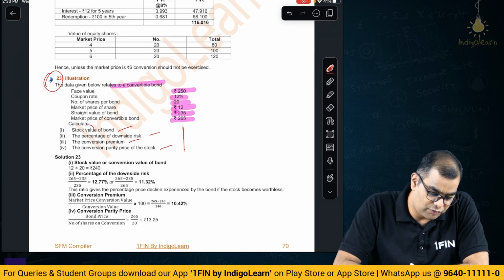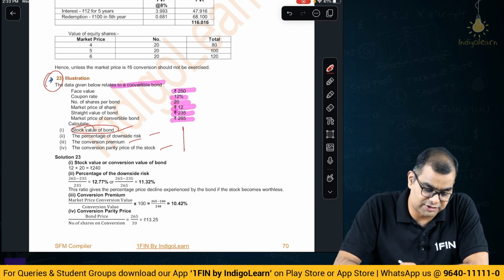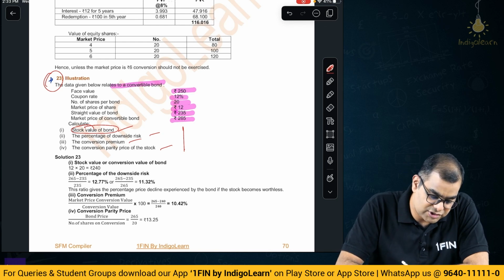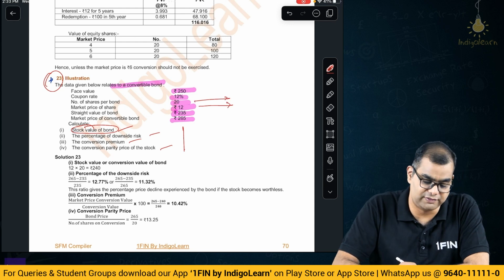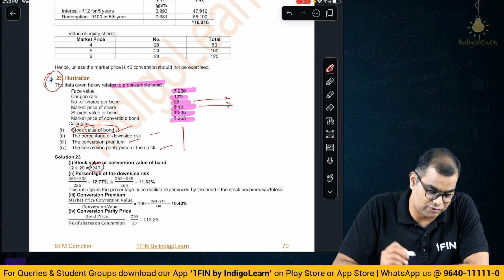Stock value. What is stock value? Stock value is nothing but conversion value, which is conversion ratio into conversion price. Conversion price is 12 and conversion ratio is 20. So, 20 into 12 is 240. The stock value or conversion value is 240. So, first one is over.